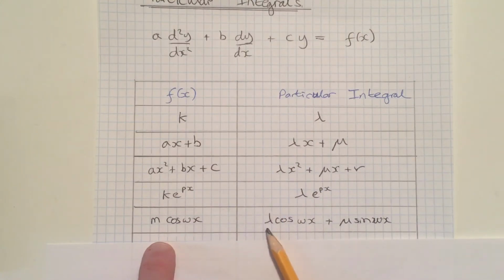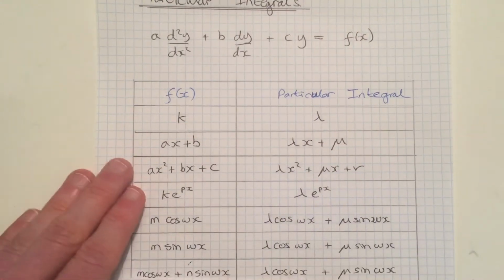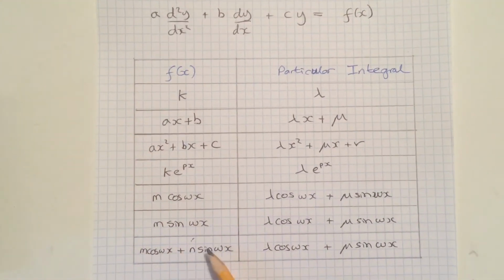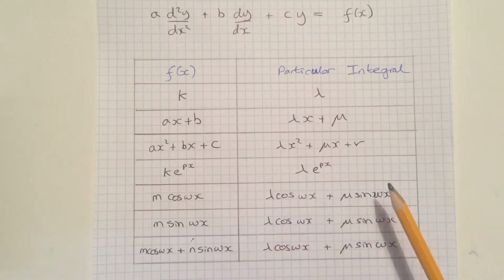The coefficients, I would need to work out what they would be, but the omega on the inside would match up with the omega here. Similarly, if it was a sine or a combination of sine and cos, I'd still have the same particular integral.